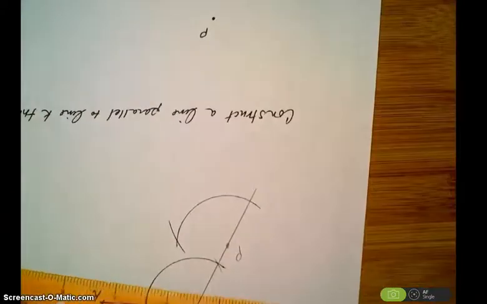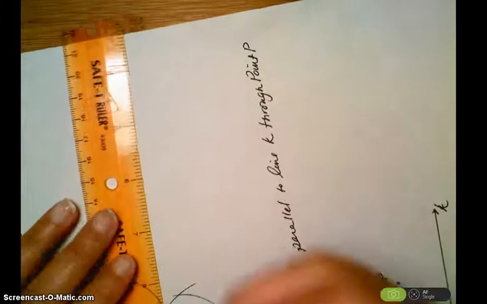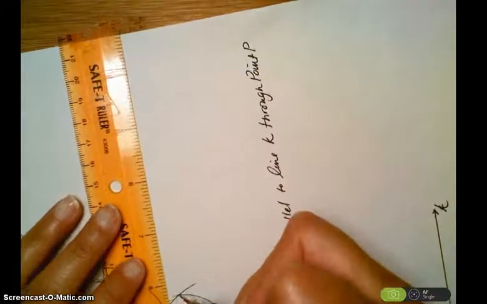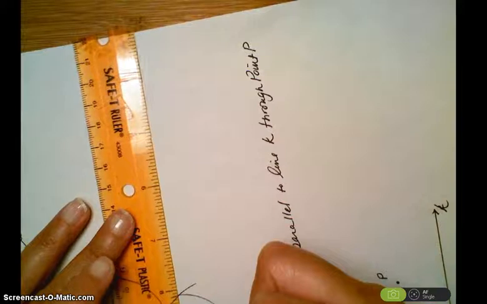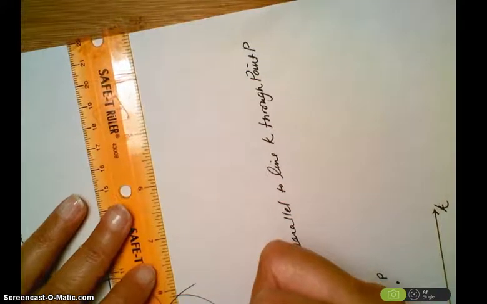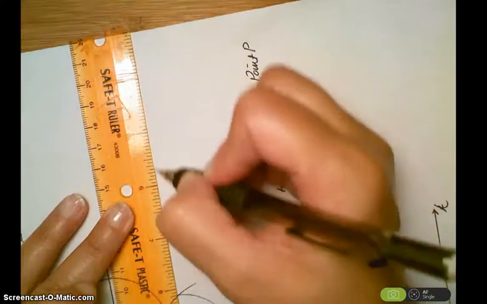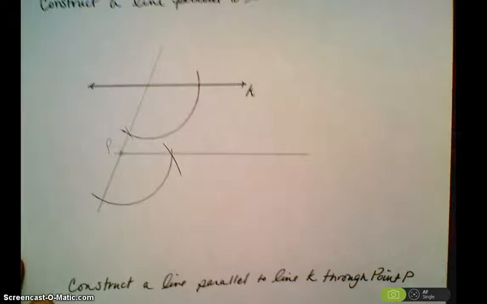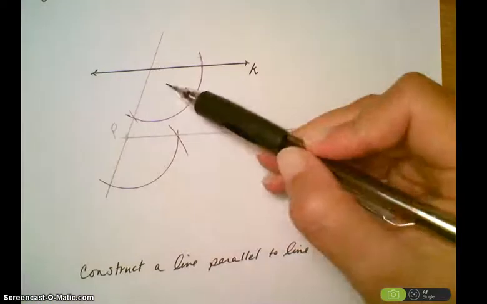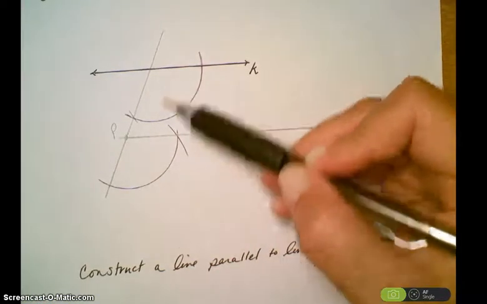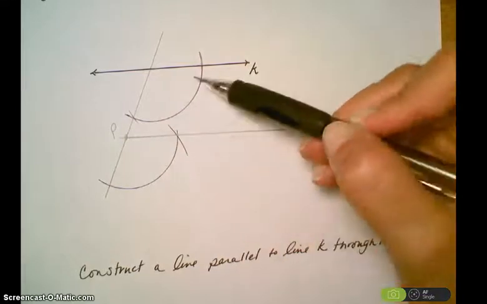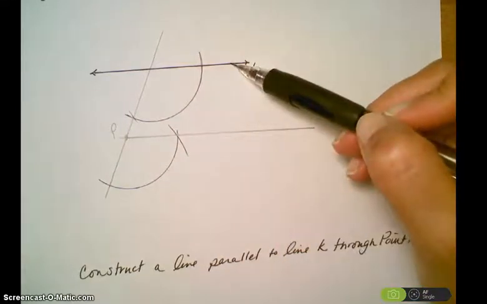So at this point, I want my parallel line to go through P and through the intersection point we just created, and hopefully this will work. It's not going to be very pretty, but not bad. So by constructing corresponding angles that were congruent, I've constructed a line that is parallel to line K.